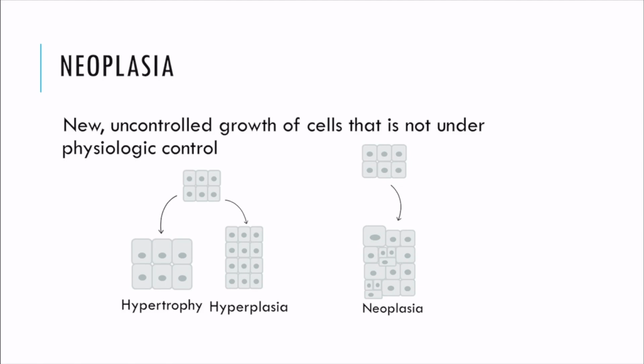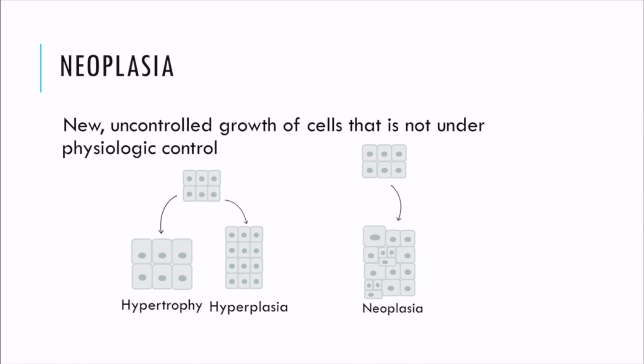So those were examples of specific genes that get targeted and can end up causing neoplasia, which is new, uncontrolled growth of cells that is not under physiological control. When this growth comes together, we often refer to it as a tumor, and again, this can be malignant or benign.